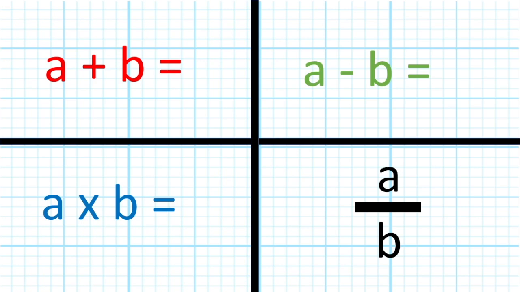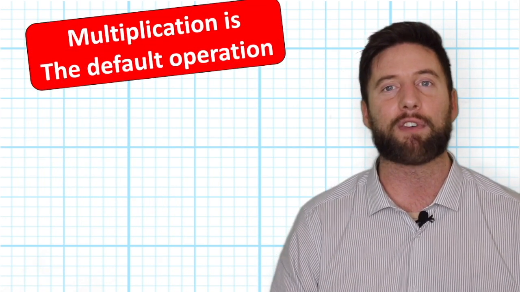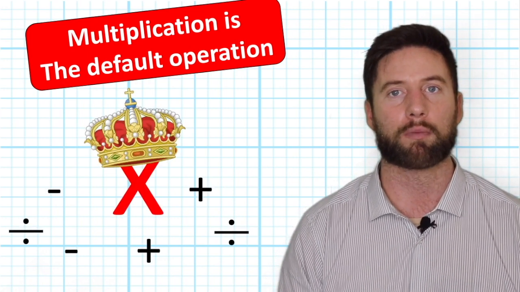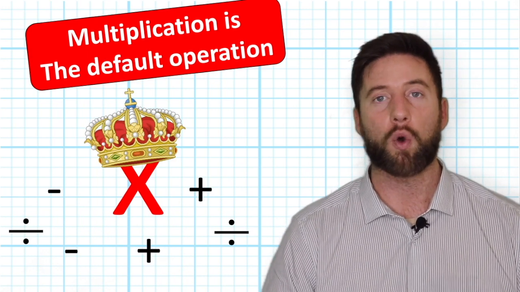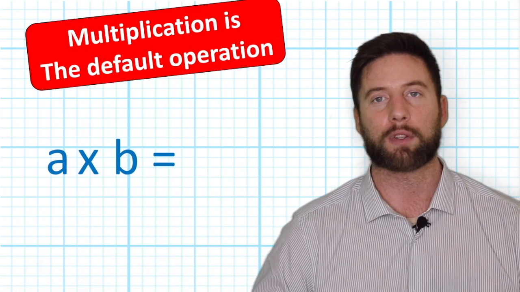However, in algebra, we have a king. Our multiplication is the king. It gets some special treatment. That's because in algebra, multiplication is the go-to, the standard, the default operation. If you don't see a symbol, you are going to multiply. So therefore, if there are no other arithmetic processes shown between 2 symbols, we are going to multiply.